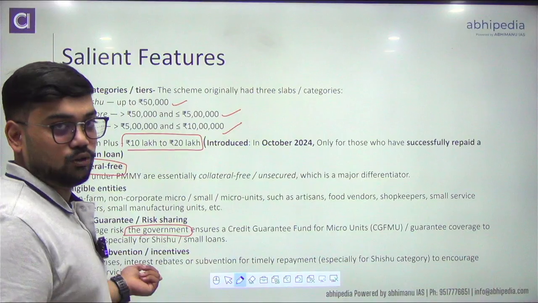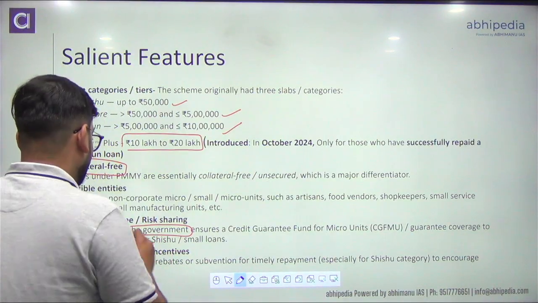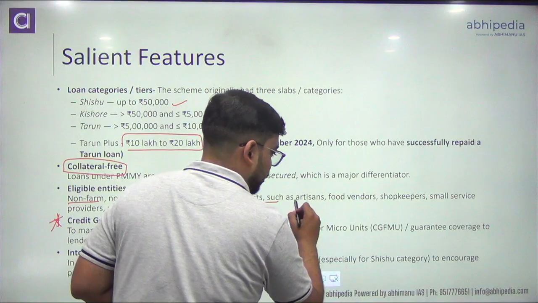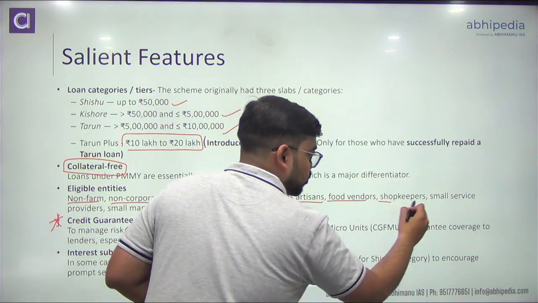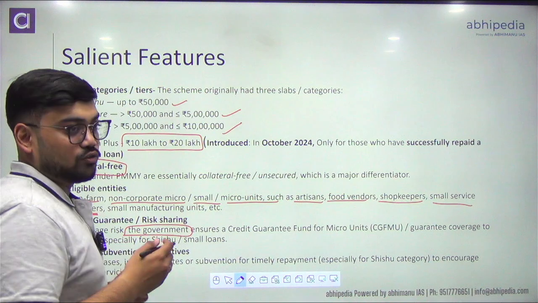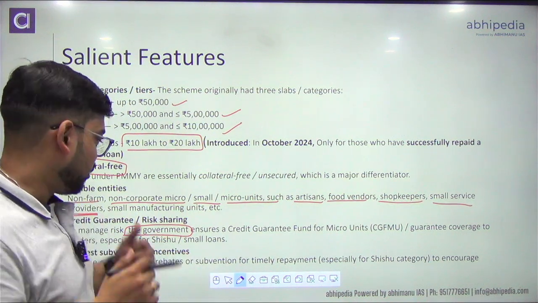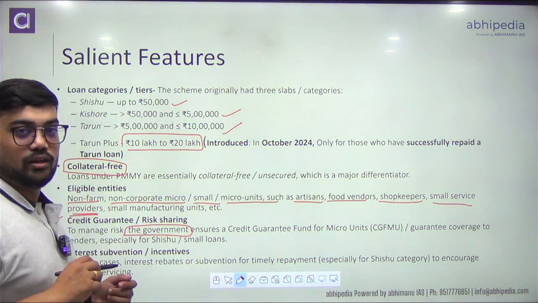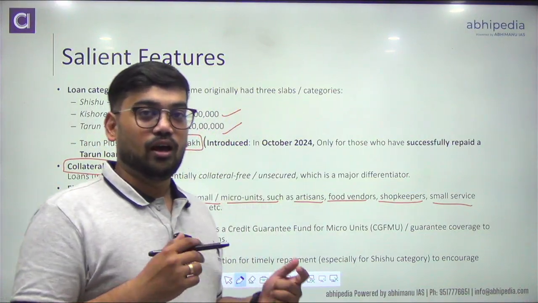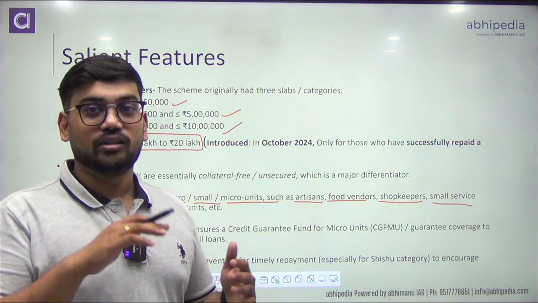Achha. Who are the people who are eligible to apply under this scheme? These are non-farm, non-corporate micro units such as artisans, food vendors, shopkeepers, and small service providers. So what will this do? This will bring more financial inclusion, right? Achha. Also remember, there are some incentives given to those people who pay their loan on time. How and what are these incentives? These are interest rebates.